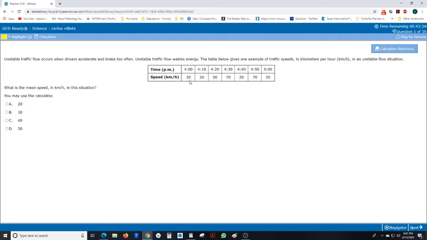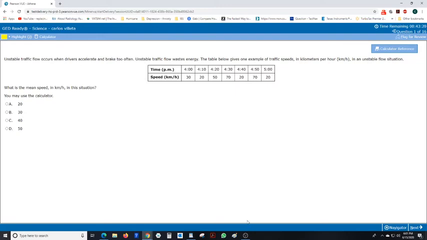So remember, how do you get the mean? In order to get the mean, you're going to add all the values that you have for the speed: 30, 20, 50, 70, 20, 70, and 20. You're going to add all those numbers and divide by 7 because you have 7 numbers. So we're going to divide by 7. So let's go ahead and do that, okay?